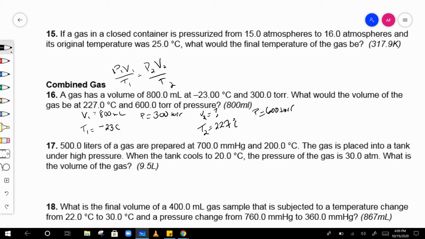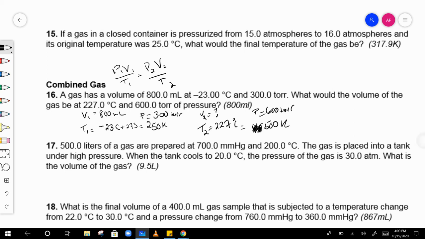Okay. So again, we have to convert these temperatures. We have to convert them to Kelvin. So add 273. You have a negative, so it's really just like subtracting that. So it's 250 Kelvin. And this one, 273 plus 227 is 500 Kelvin.